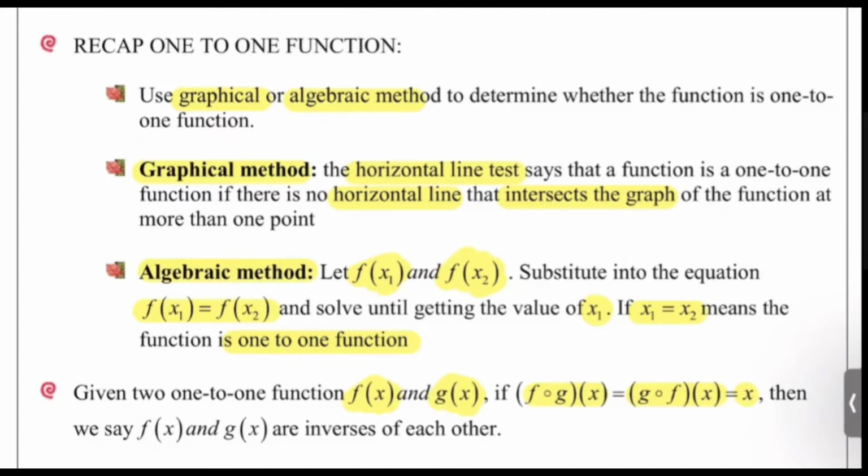Okay. So function f komposit dengan g, ataupun g composite dengan f, dua-dua kita dapat nilai x. Okay, maka kita boleh cakap dekat sini f of x dan g of x adalah inverse of each other.